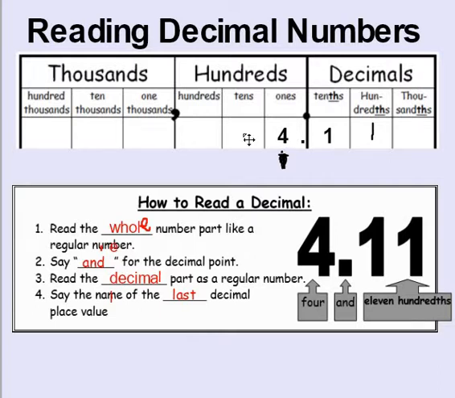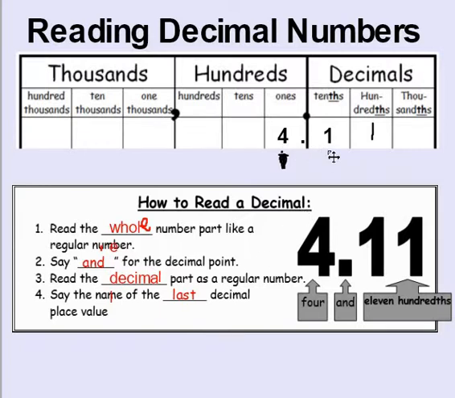When we read a decimal, there are 4 steps to doing that. First of all, we read the whole number part like it's a regular number. So we would just read this as 4, like we always have. Next, when we get to that decimal point, we use the word "and" for the decimal. That's because the decimal is separating the whole number parts from the parts that are less than 1. So don't say point, say "and." So this would be 4 and.